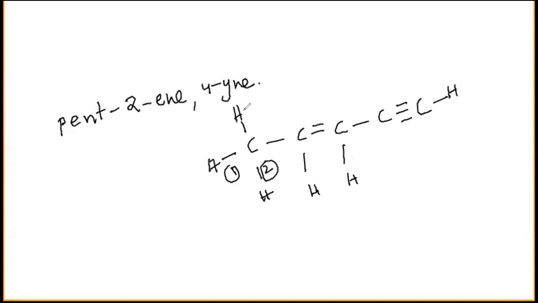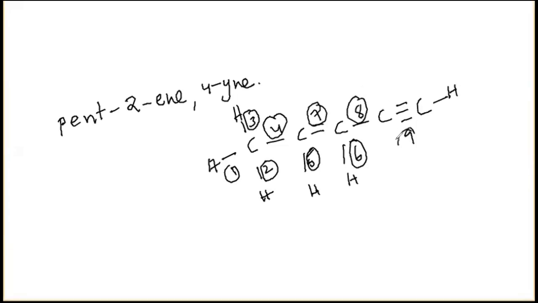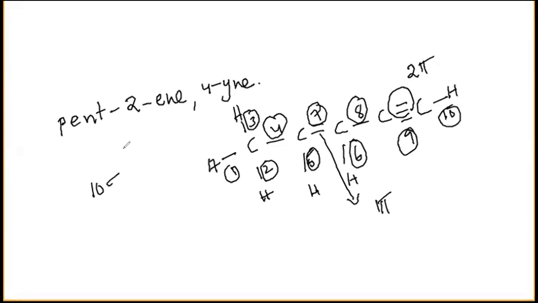How many sigma bonds? 1, 2, then 3, 4, 5, 6, 7, 8, 9, then 10. All single bonds are sigma bonds only. Here two bonds are there, that is two pi bonds, and here one more pi bond. Actually, 10 sigma bonds and 3 pi bonds, Ra. Any doubts regarding this?